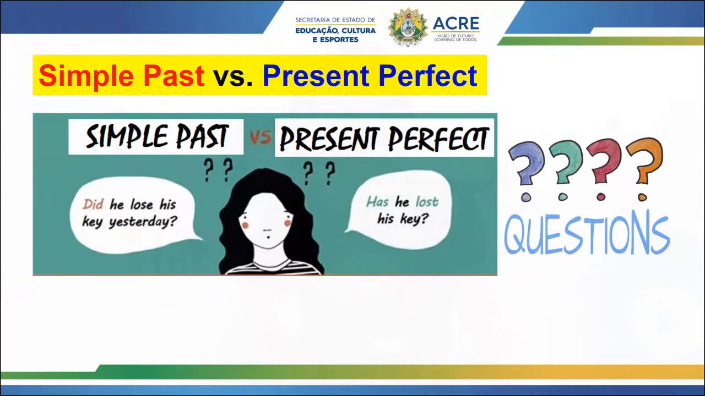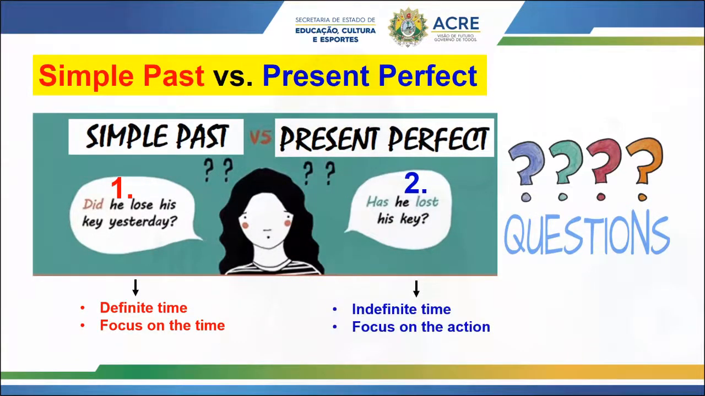Simple past. 1. Did he lose his key yesterday? Definite time and focus on the time. When? Yesterday. Present perfect. 2. Has he lost his key? Indefinite time and focus on the action. When? We don't know exactly when.